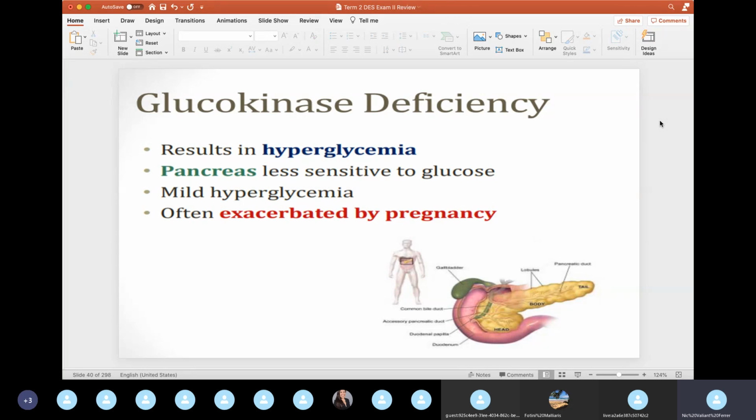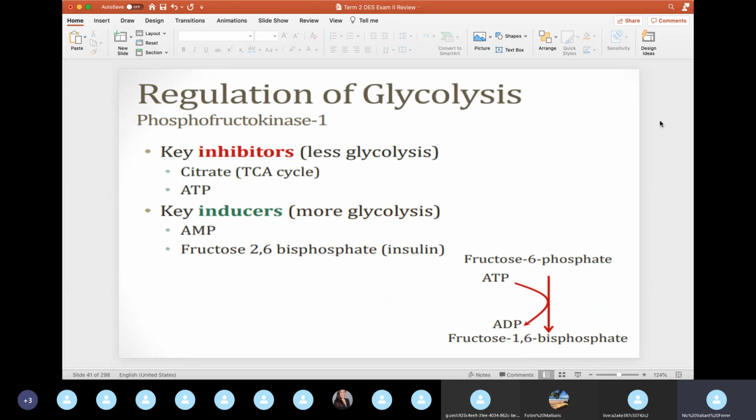So your pancreas, remember glucokinase is expressed in your pancreas, and in your liver also. So the pancreas gets less sensitive, so you can have mild hyperglycemia. Remember, if you have a glucokinase deficiency and you're pregnant, it can exacerbate this hyperglycemia. Okay? That's your glucokinase deficiency.